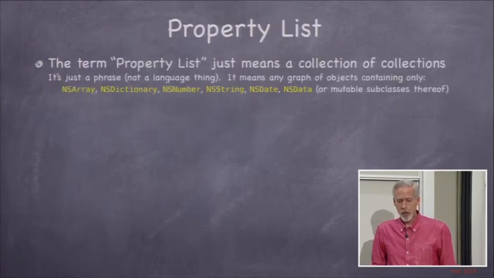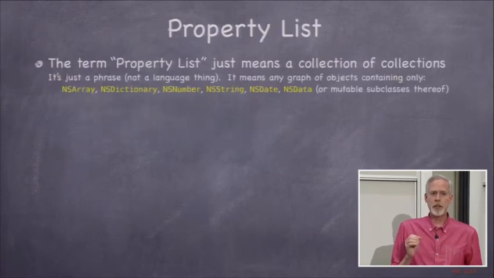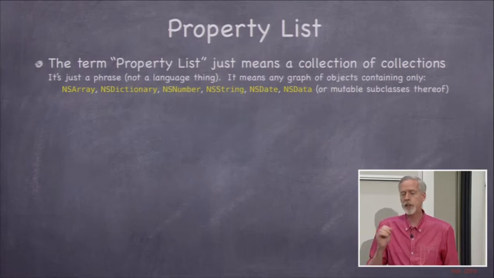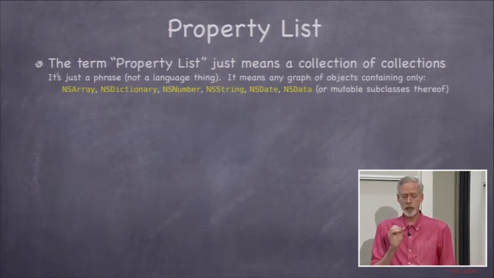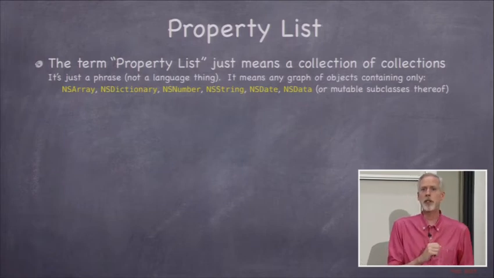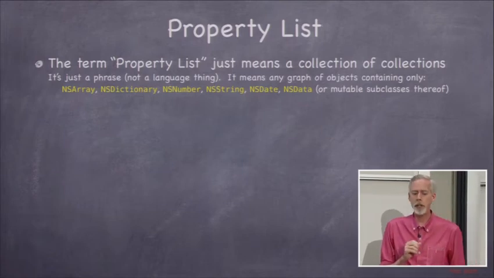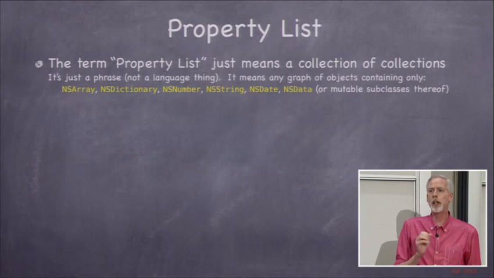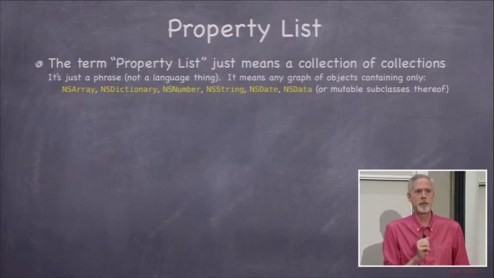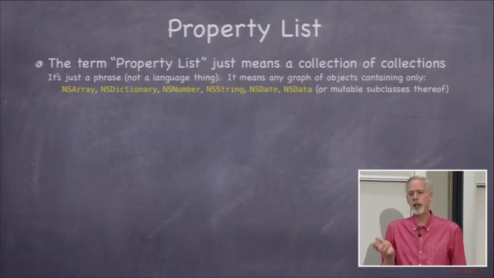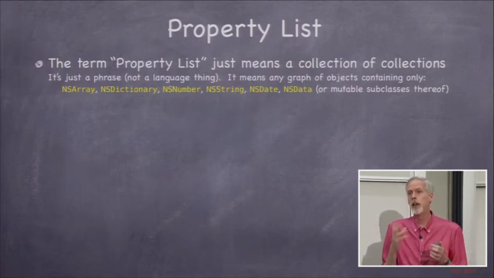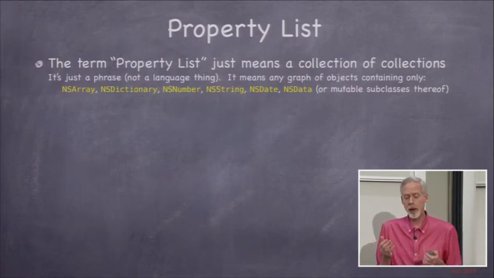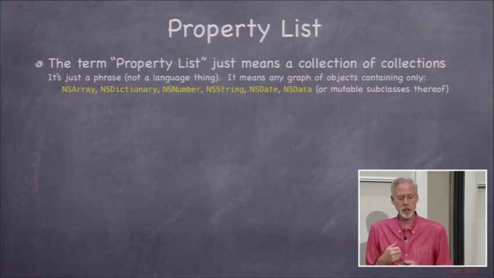Okay? All right. The next thing I'm going to talk about is not a class or syntax or whatever. It's a phrase, property list. Okay? And I'm just going to define this term. You need to know what this term means, property list. A property list means a collection of collections. Okay, what's a collection? NSArray, dictionary, even string, NSData, NSNumber, those are all simple collections if you want to think of them that way, or they're the leaf nodes of collections.